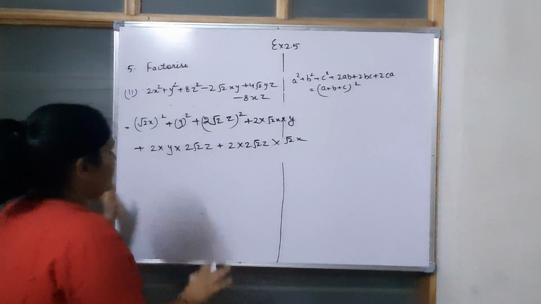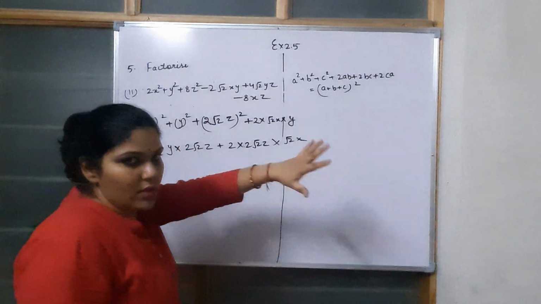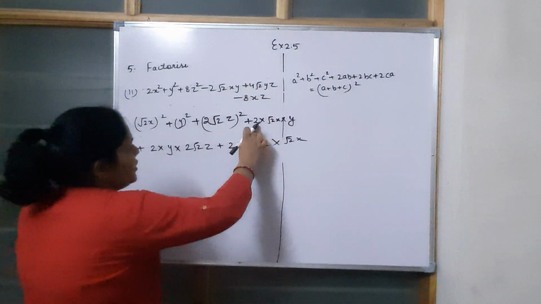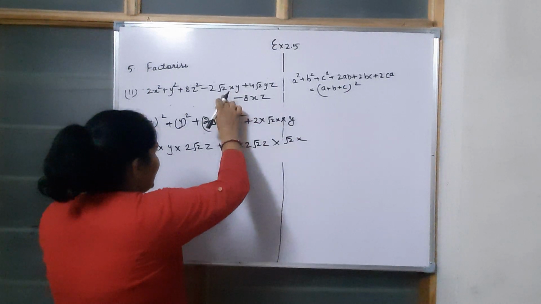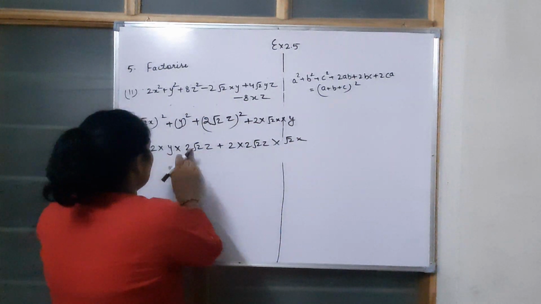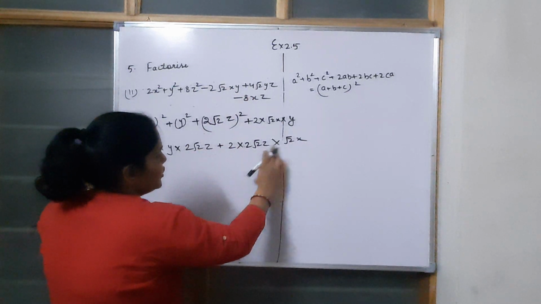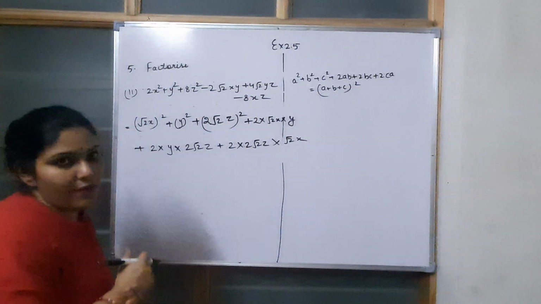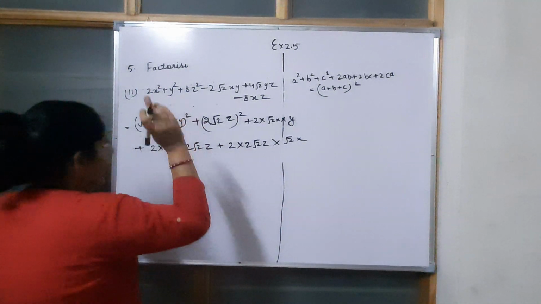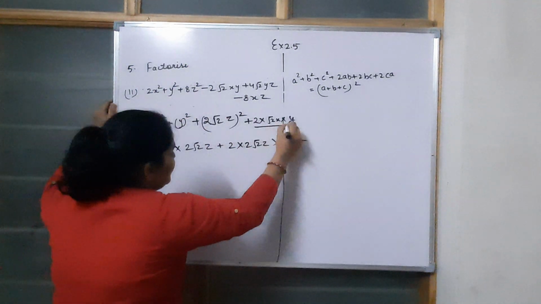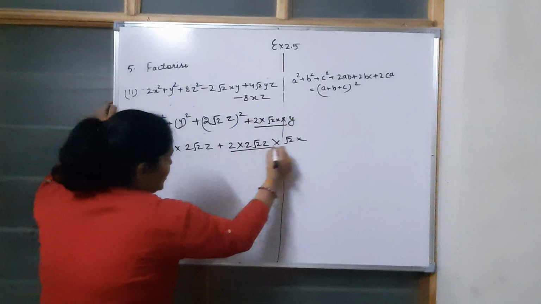Now just check whether we are getting the same terms or something has been changed. So just look at 2 into root 2, 2 root 2xy. Yes, we have 2 root 2xy. Then 2 2s are 4, 4 root 2yz. Yes, we have. And 2 2s are 4, 4 into 2 is 8xz. Yes, we have. But we have a problem. Negative sign. So negative terms we have this one, 2 root 2xy, and 8xz, this one is the negative term.